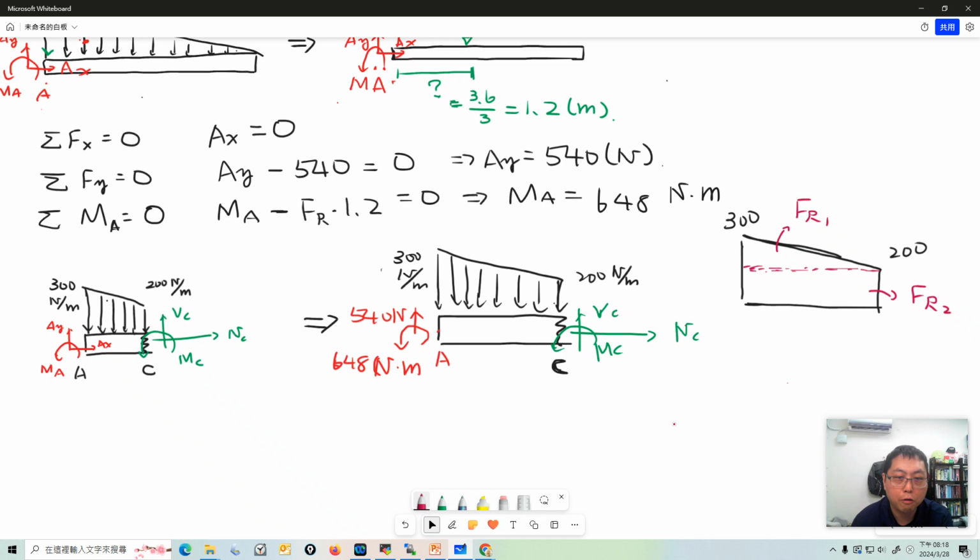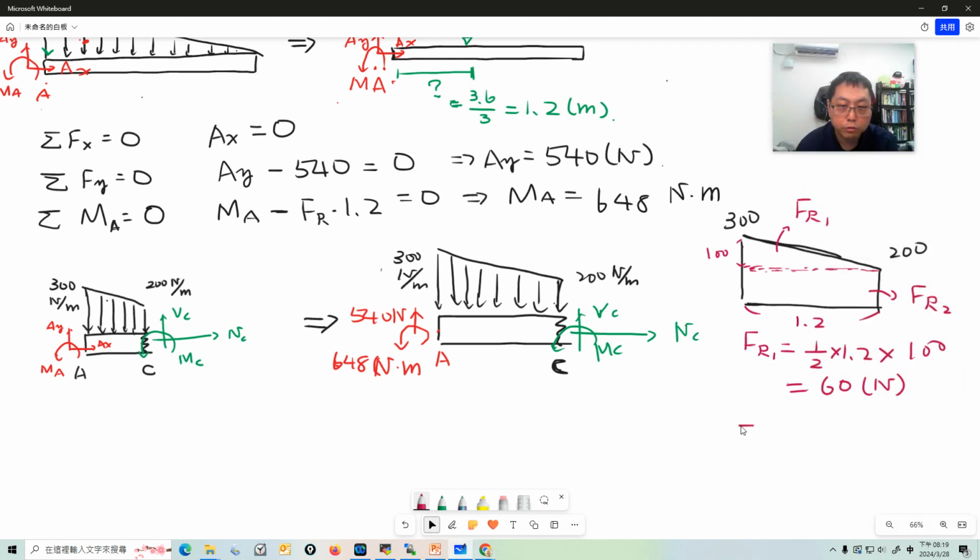First of all, let us calculate what FR1 is. FR1 is just the area of this right triangle, and the length is 1.2. Don't forget the information. So 1 over 2 times 1.2 times 100, don't forget, because this total is 300 and here is 200, so here is 100. So this will be 60 Newton.